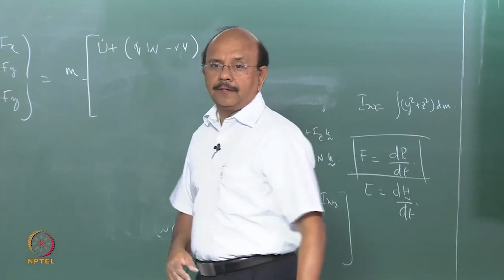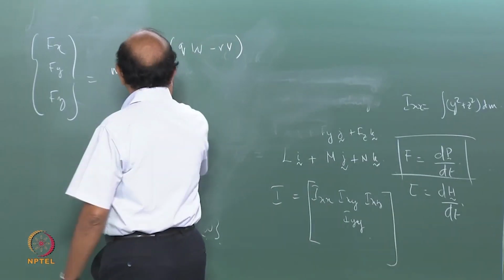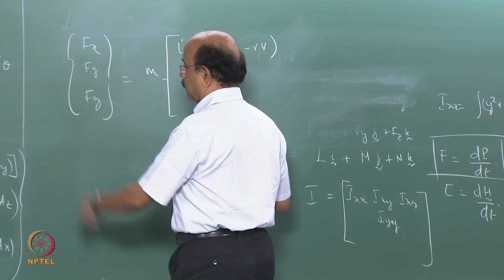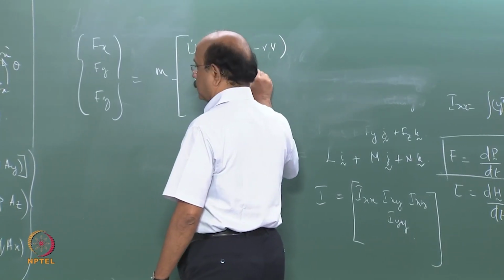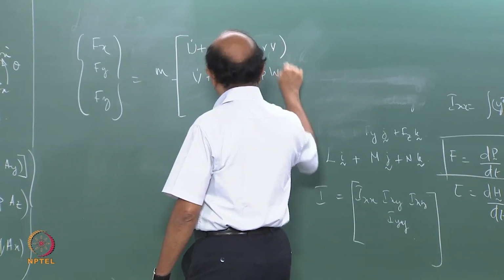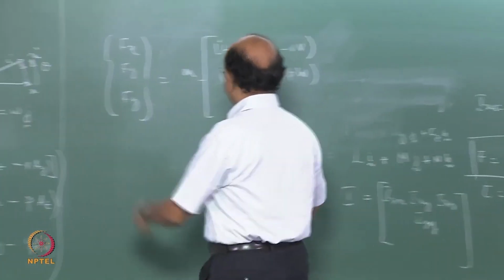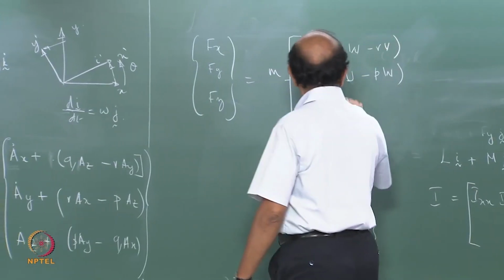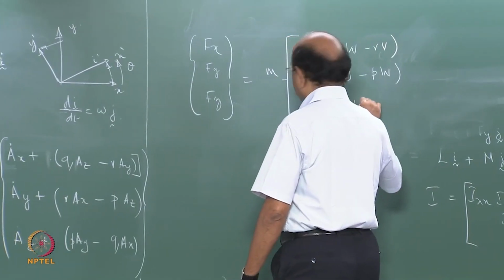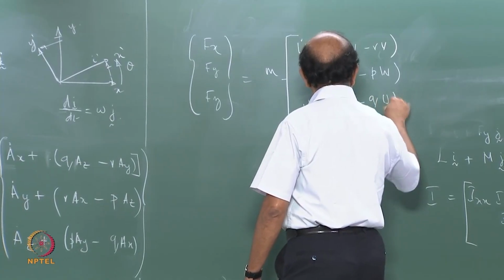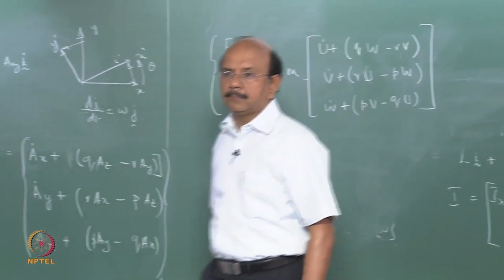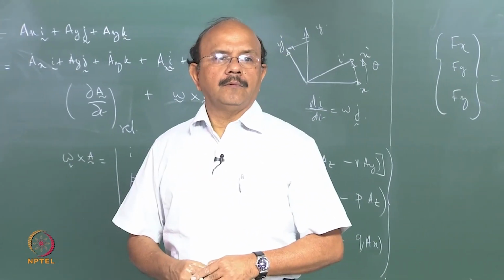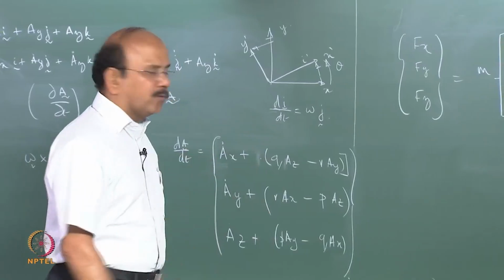Write down the rest of it. V dot plus R into U minus P W, and W dot plus PV minus QU. Right? Okay. So that's the first set of equations.